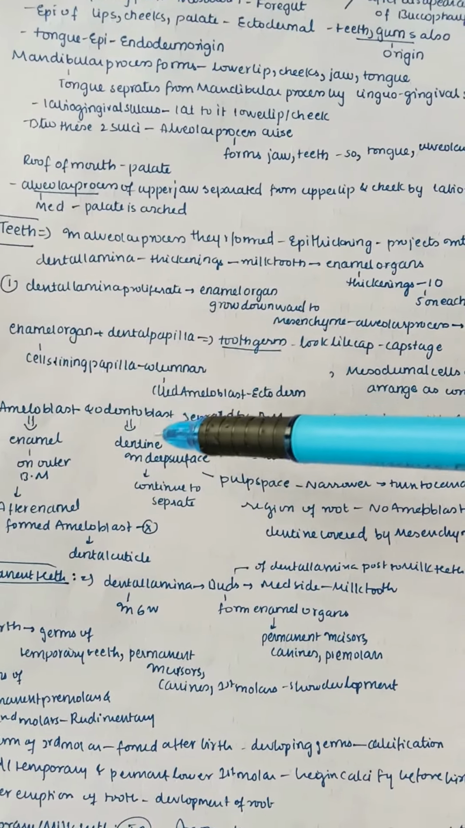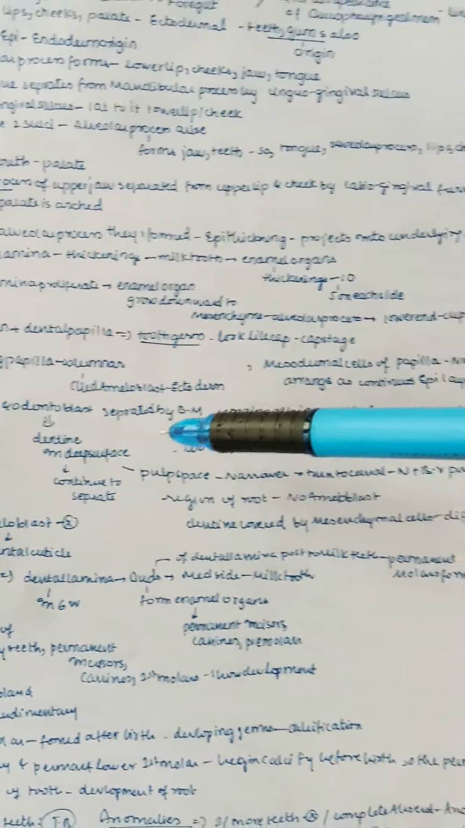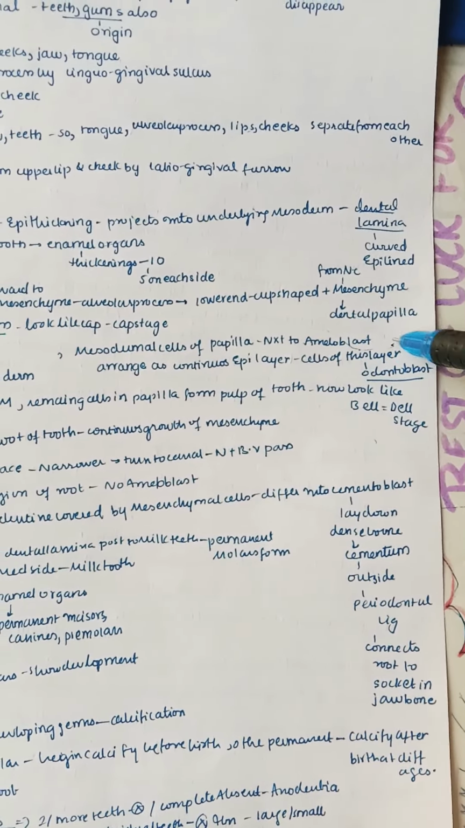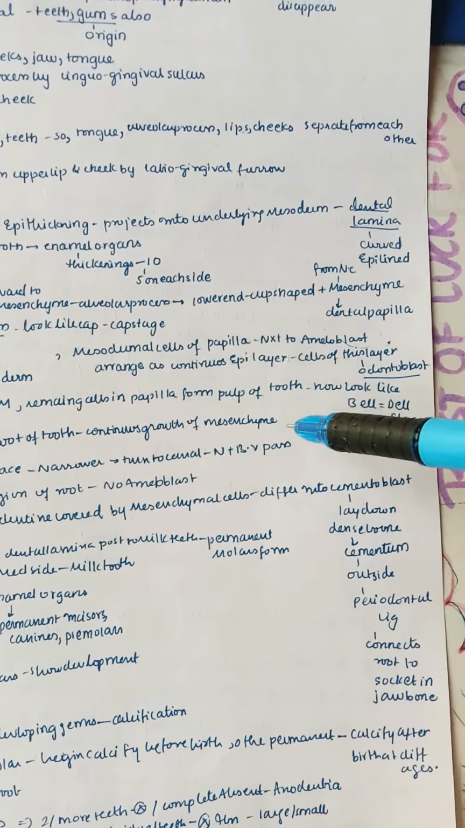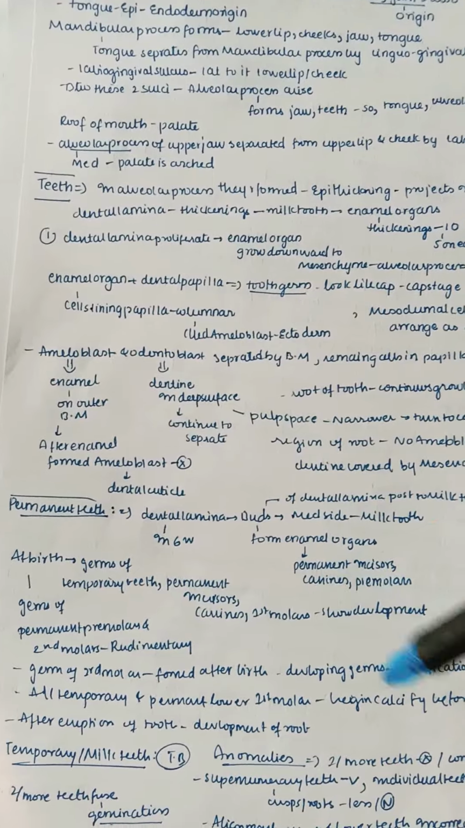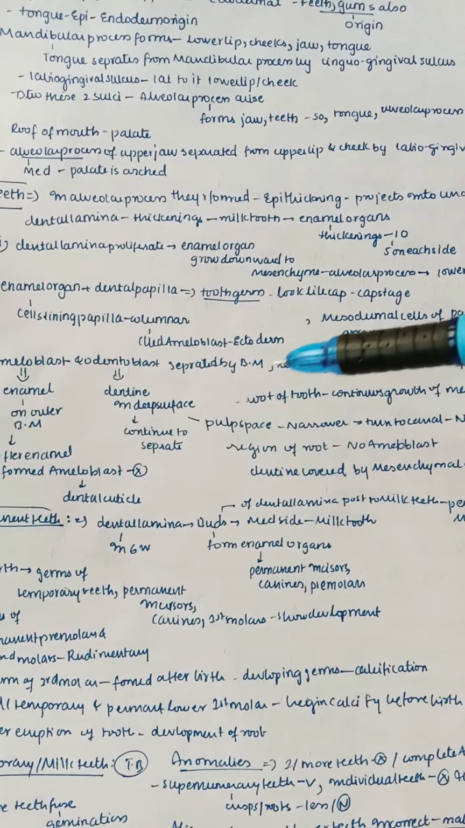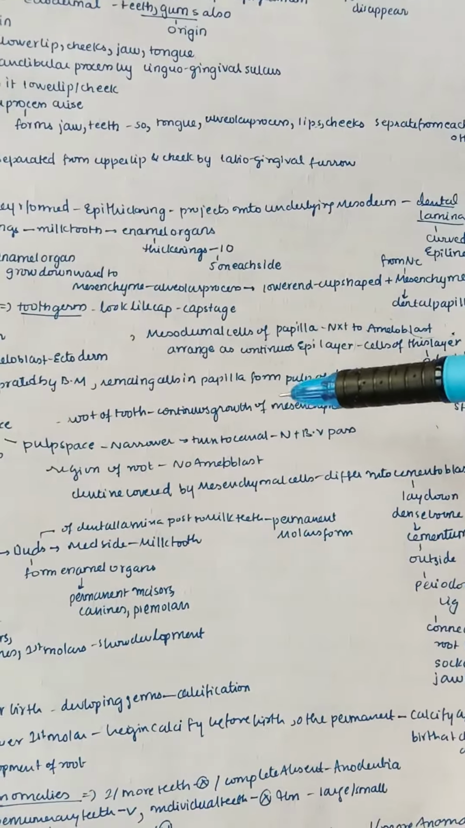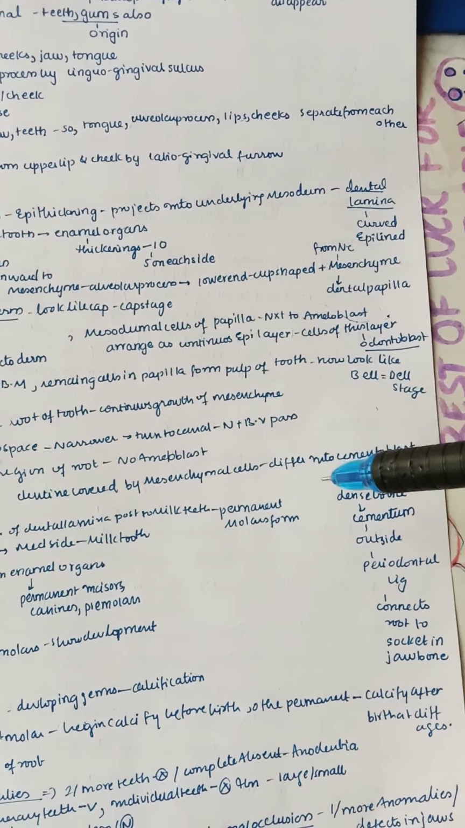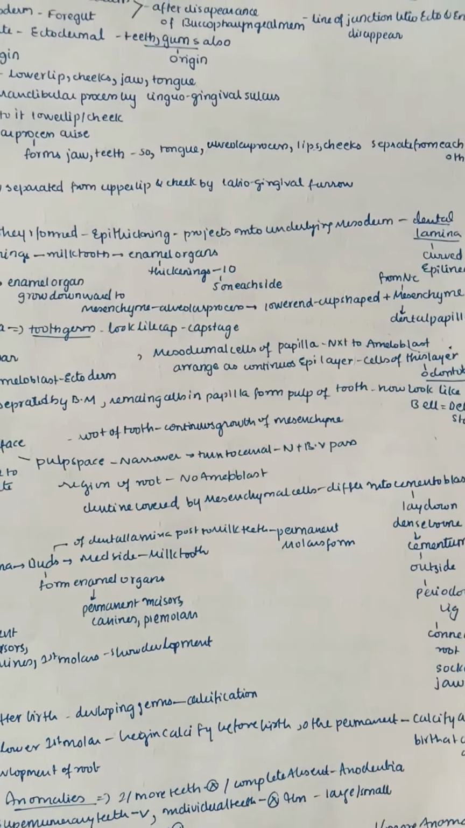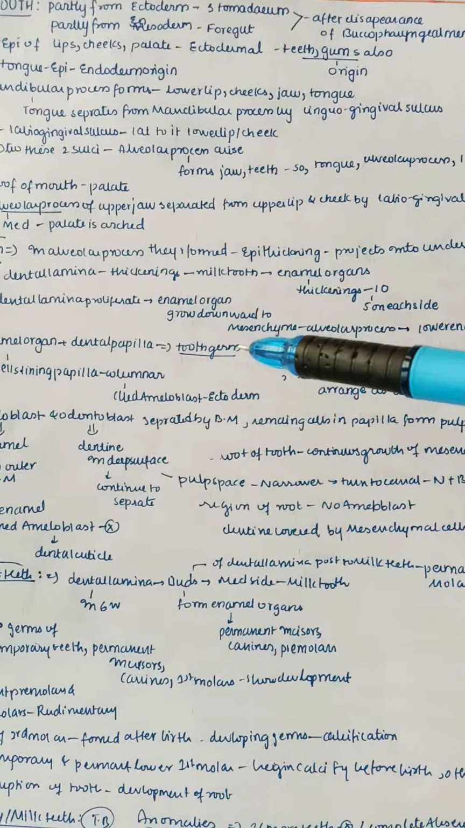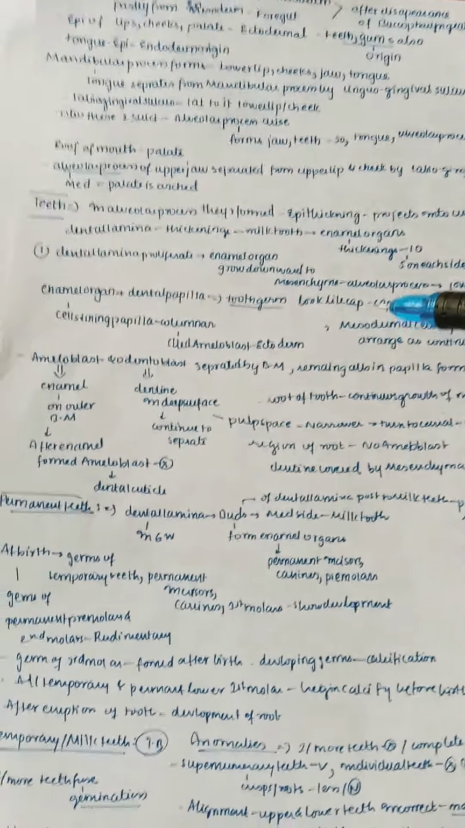The cells lining the papilla are columnar and are called ameloblasts, which form from the ectoderm. The mesodermal cells of the papilla next to the ameloblasts arrange as a continuous epithelial layer. Cells of this layer are called odontoblasts. The ameloblasts and odontoblasts are separated by a basement membrane, and the remaining cells in the papilla form the pulp of the tooth. Now it looks like a bell, so it is known as the bell stage. Whenever it is forming pulp, it is called the bell stage, and whenever it is forming the tooth germ, it is called the cap stage.